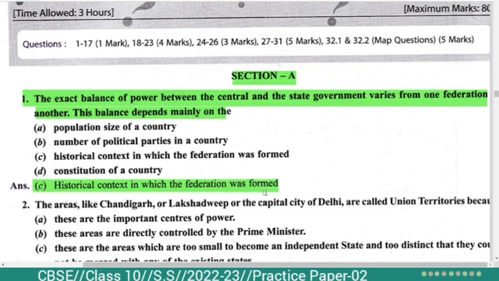formed. The exact balance of power between the state and the central government varies from one federation to another. This balance depends mainly on the historical context in which the federation was formed.